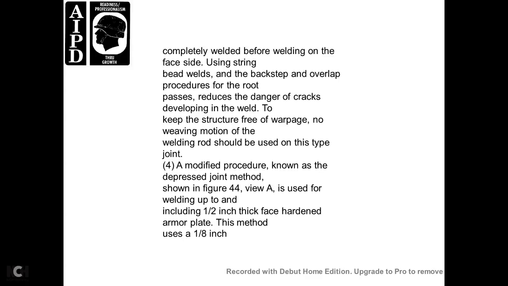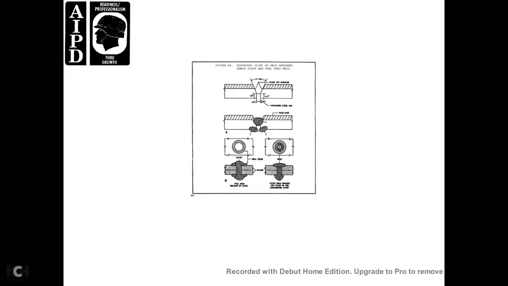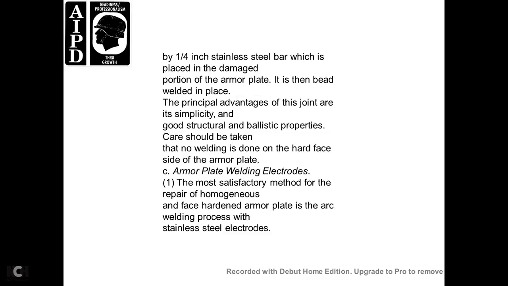The modified procedure known as the depressed joint method, shown in figure 44, view A, is used for welding up to and including 1/2 inch thick face hardened armor plate. This method is used with a 1/8 inch gap. Figure 44, depressed joint with the face hardened armor plate and seal beaded welds of 1/4 inch stainless steel, by which the blazed and damaged portion of the armor plate is bead welded in place. The principal advantages of the joint are its simplicity and good structural ballistic properties.